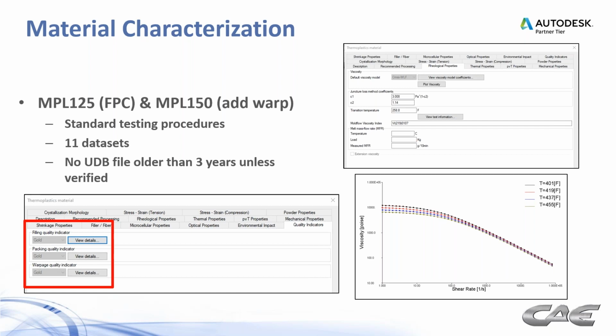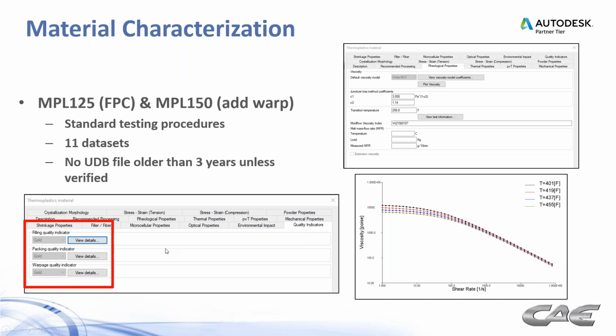So GM took it upon themselves to include this in the standards, that no UDB file older than 3 years could be used unless it's been verified. And in fact, they even went to the extent of building their own database of materials and funding that. So you can look in the Moldflow database if you have Moldflow and look at the quality indicators, and they all should be reading as gold, meaning that it's the best type of data. It's for each of the types of analysis: filling, packing, cooling, and warpage rather.